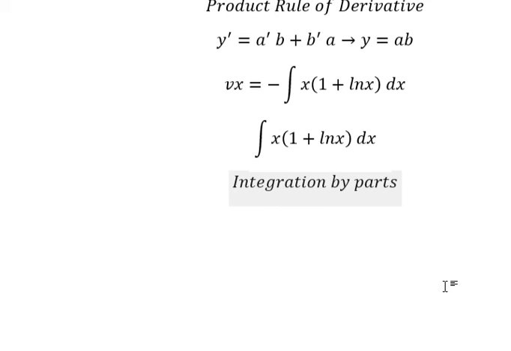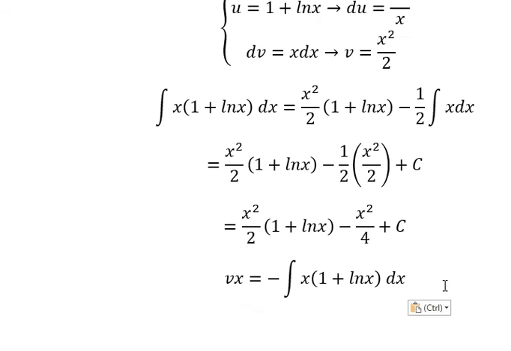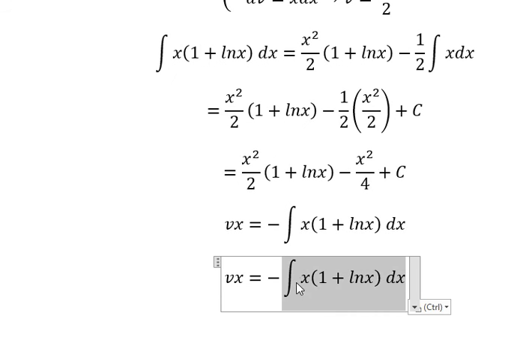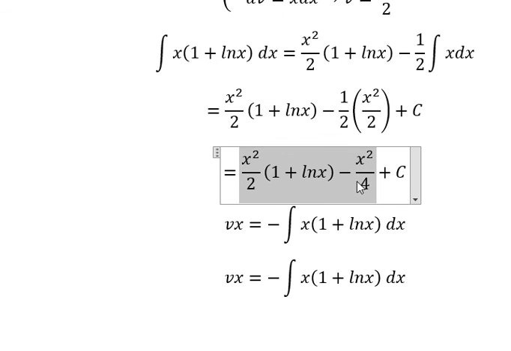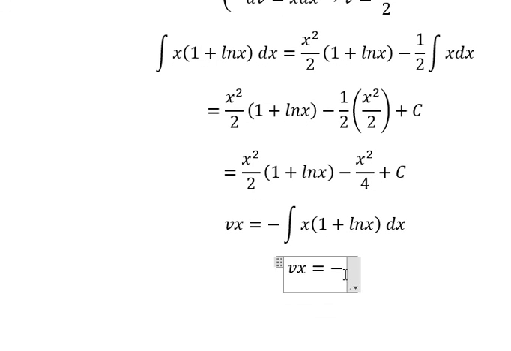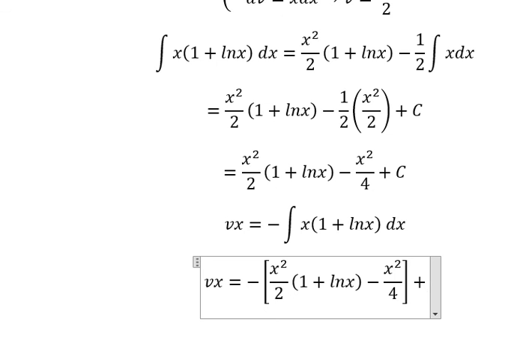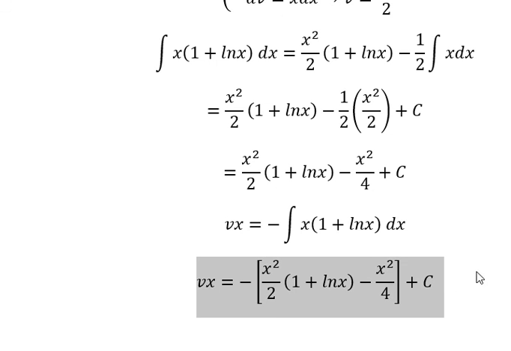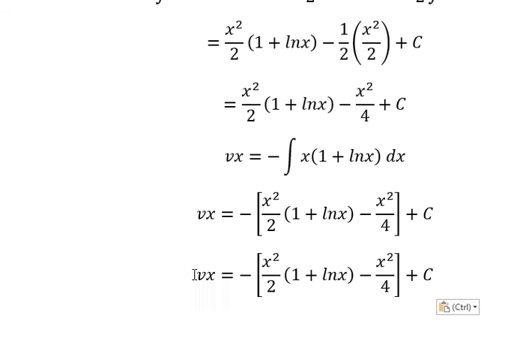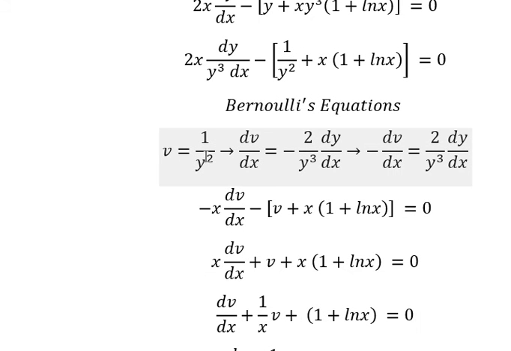And now we go back in here. The integration of this one is this one. And then I will put c. About v, that is this one.